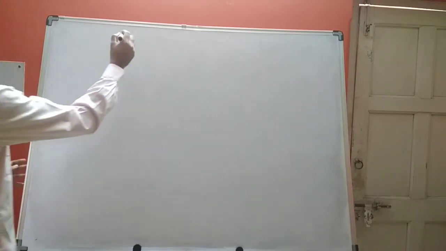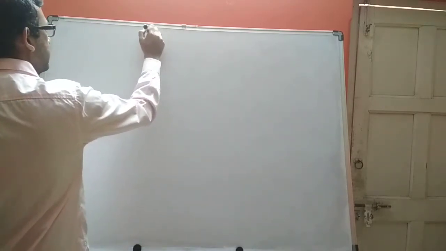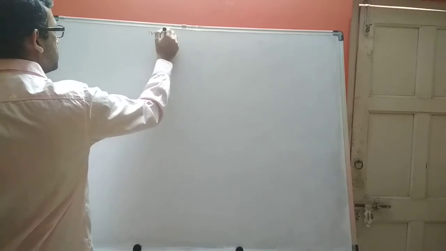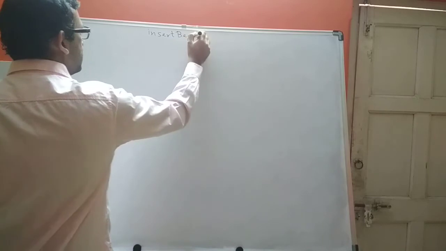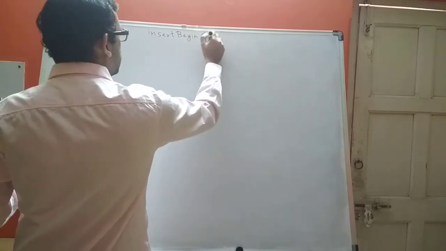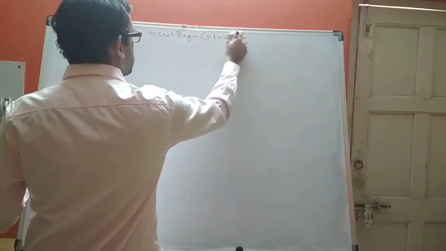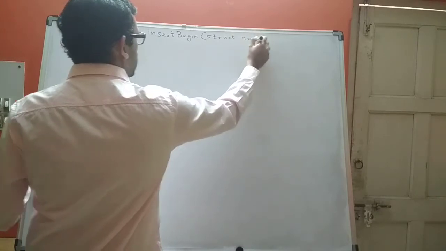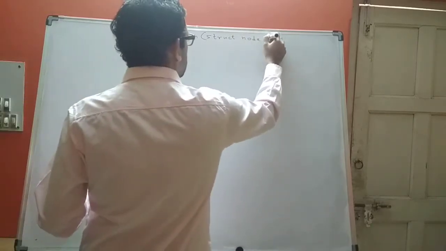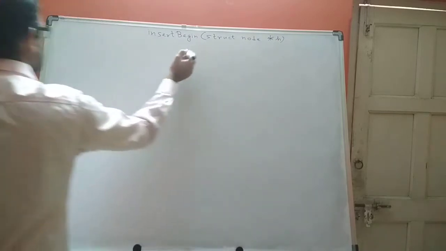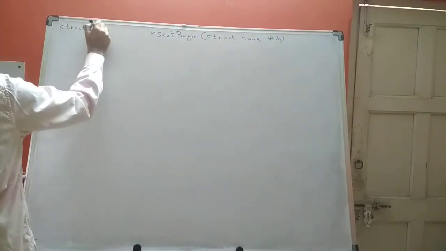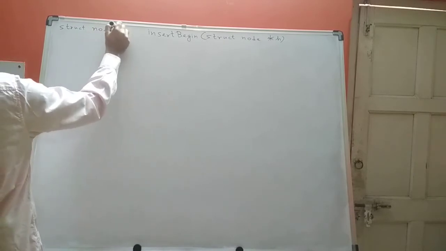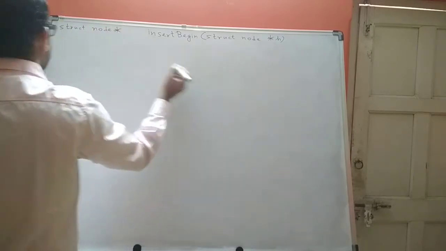Let's start defining the function now. The name of the function was insert begin, and it is expecting a pointer to struct node as an argument. So I'll write struct node star head, and it is also returning a pointer to struct node. So it will be struct node star as the return type, right?